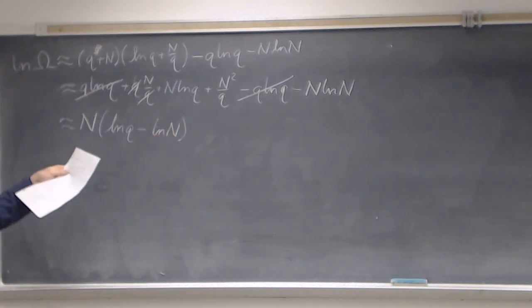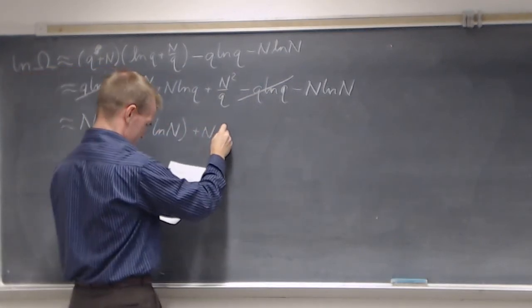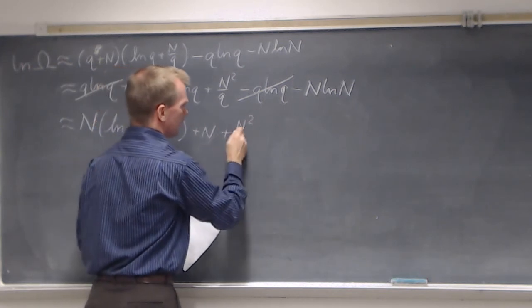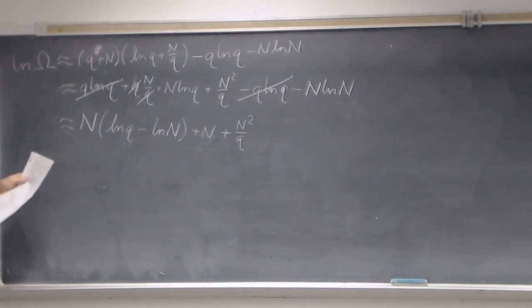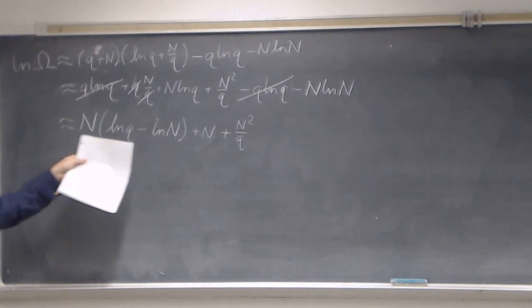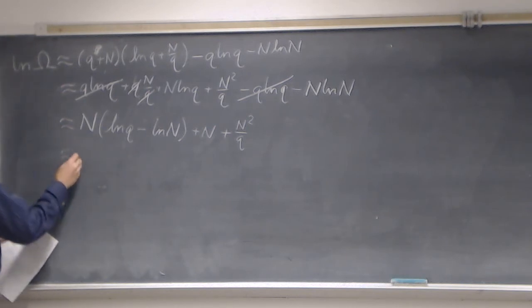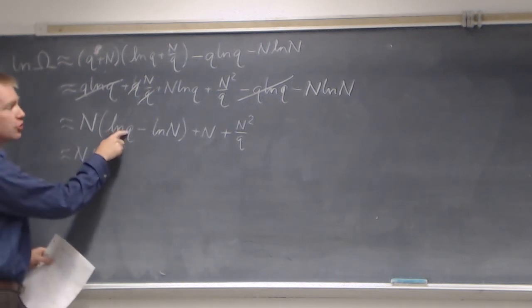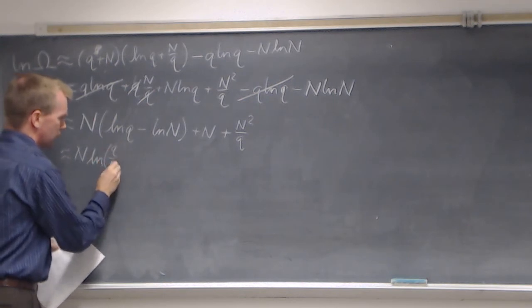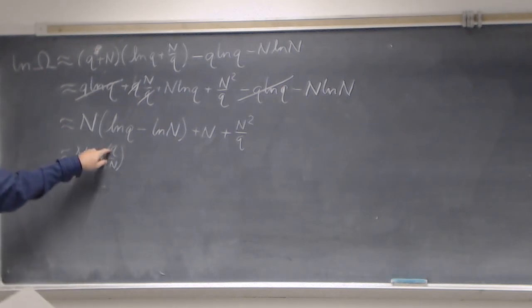Plus N, plus N squared over Q. Okay. I've got a difference of two logarithms, so what can I do with them? Right. So I take N times log of Q divided by N, which by the way is nice because remember in this high temperature limit that we're assuming, Q is much greater than N.